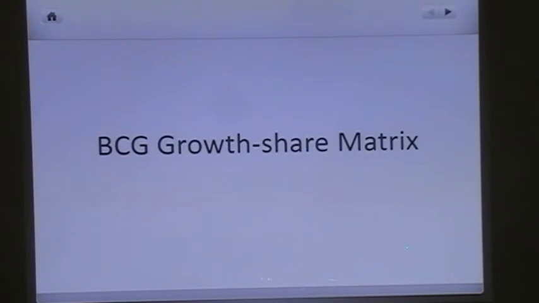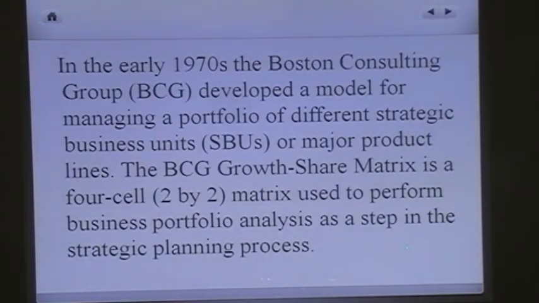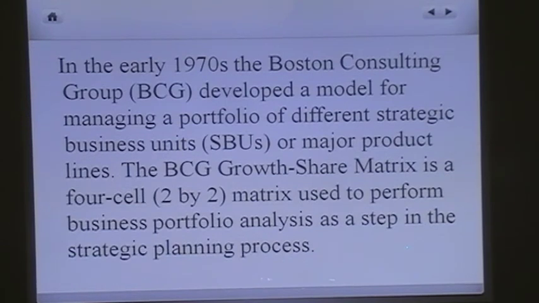So let's look at the BCG matrix first. The BCG matrix was created by Boston Consulting Group, and it was developed as a model to manage a portfolio of different strategic business units or major product lines. BCG stands for Boston Consulting Group. It's essentially a growth share matrix, divided into 2x2 cells, which is then used by business managers to look at strategic planning.